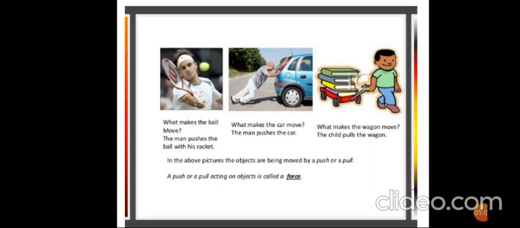The man pushes the ball with his racket. Picture number 2, what makes the car move? The man pushes the car. Picture number 3, what makes the wagon move? The child pulls the wagon. In the above pictures, the objects are being moved by a push or a pull. A push or a pull acting on an object is called a force.